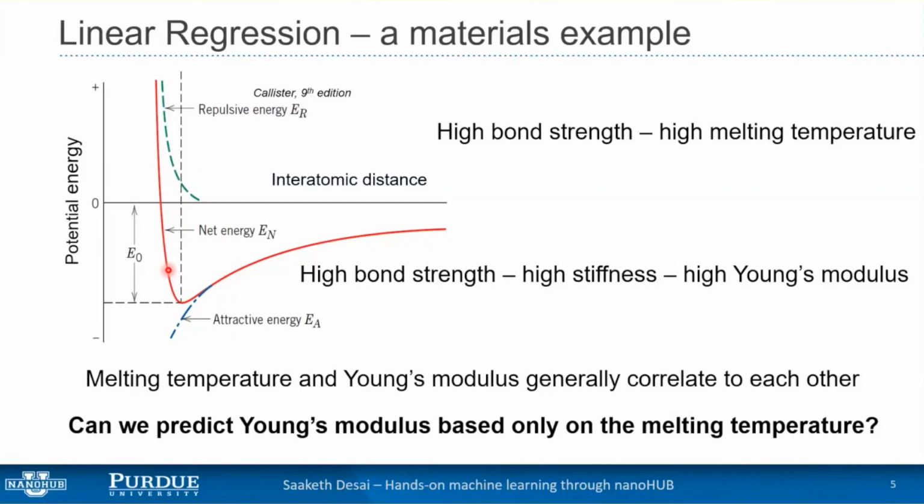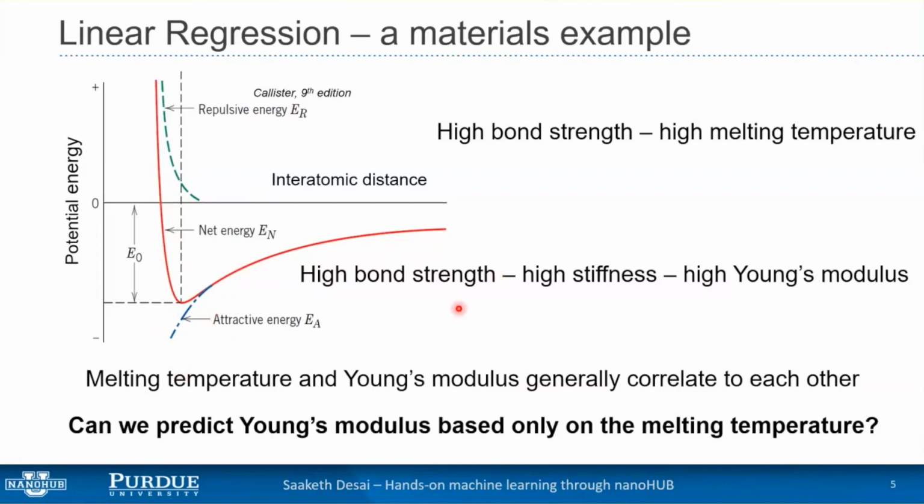Stiffness of the material is given by the curvature of this well. So this curvature here, the second derivative, and you would imagine that a higher bond strength, so a deeper well, would also be a steeper well because it would fall off very quickly.